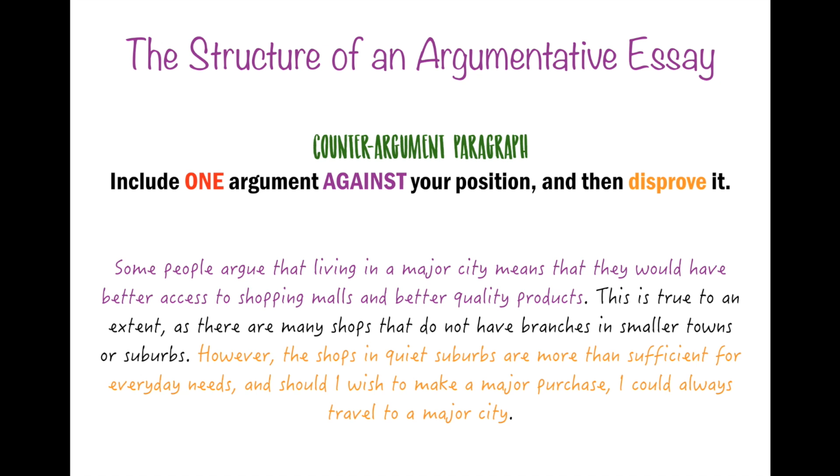The paragraph continues, this is true to an extent, as there are many shops that do not have branches in smaller towns or suburbs. However, the shops in quiet suburbs are more than sufficient for everyday needs, and should I wish to make a major purchase, I could always travel to a major city. So you can see the sentences highlighted in orange disprove the point that I made in purple. So the counter argument paragraph includes one argument against your position, and then you go on to disprove it by arguing against it.